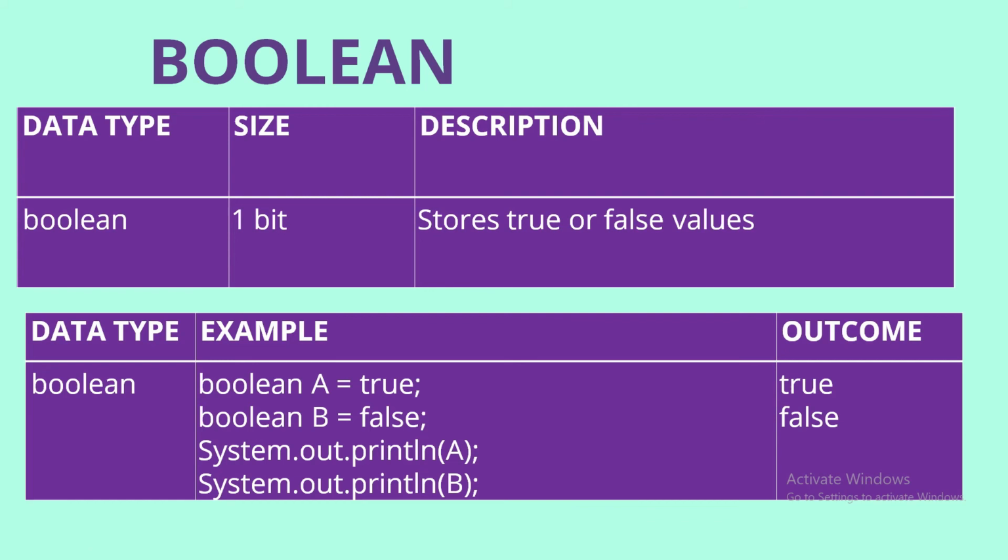The next data type is the Boolean data type, which stores only one bit of information which can be either true or false. boolean a is equal to true, boolean b is equal to false, and when we apply these in System.out.println statements, the outcome will be true and false.